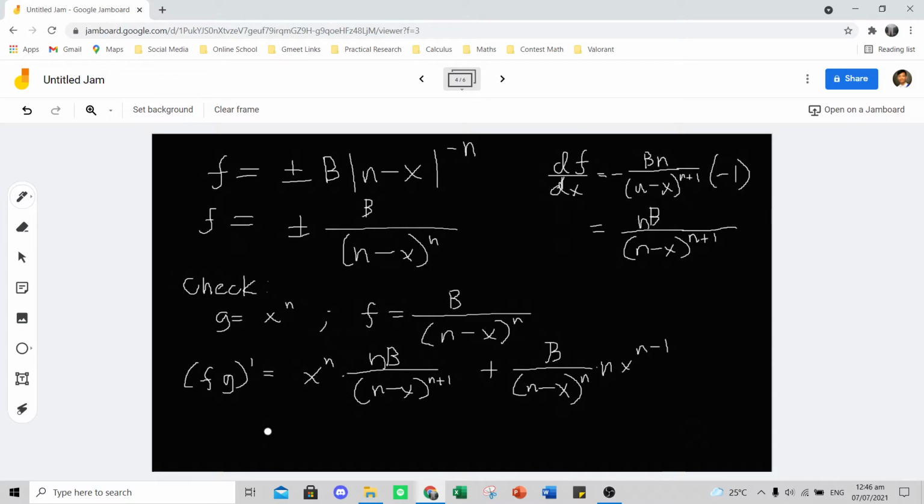And we can simplify this a little bit more. This right here is n x raised to n b all over n minus x raised to n plus 1, plus n times x raised to n minus 1 b all over n minus x raised to n. And let's go to the next page. What we can do here is get the common denominator and combine both fractions.